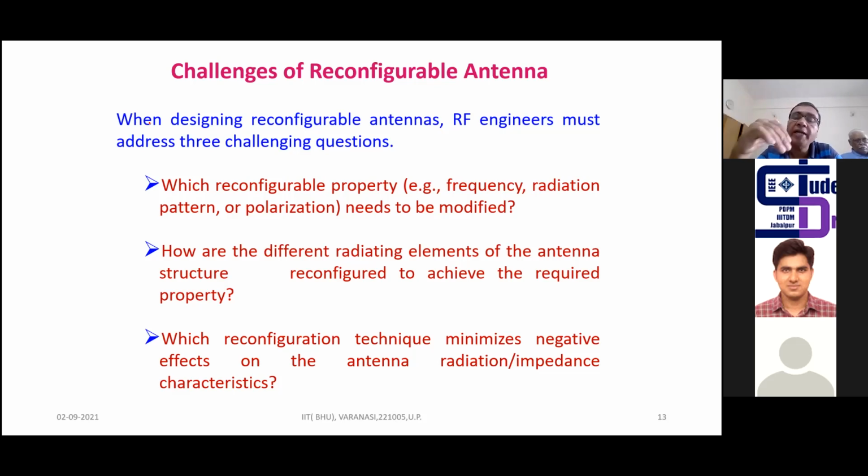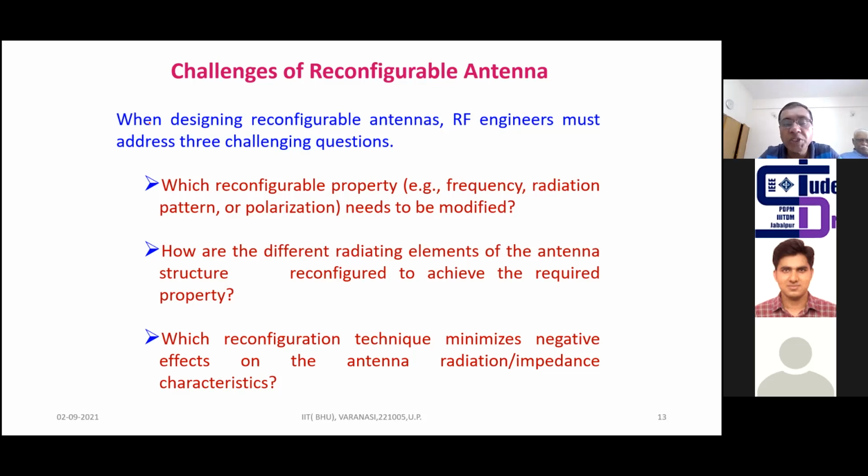So we modify the structure in such a way as to achieve this property. For frequency, we have to increase or decrease the electrical length. For patterns and polarization, we modify accordingly. Once we have the answers to these questions, then we have to see which reconfiguration technique we can utilize that minimizes the negative effect on the antenna, meaning on the radiation properties or impedance characteristics. We have to apply the technique suitable to achieve the stated reconfigurable property, one that doesn't deteriorate our radiation or impedance characteristics.